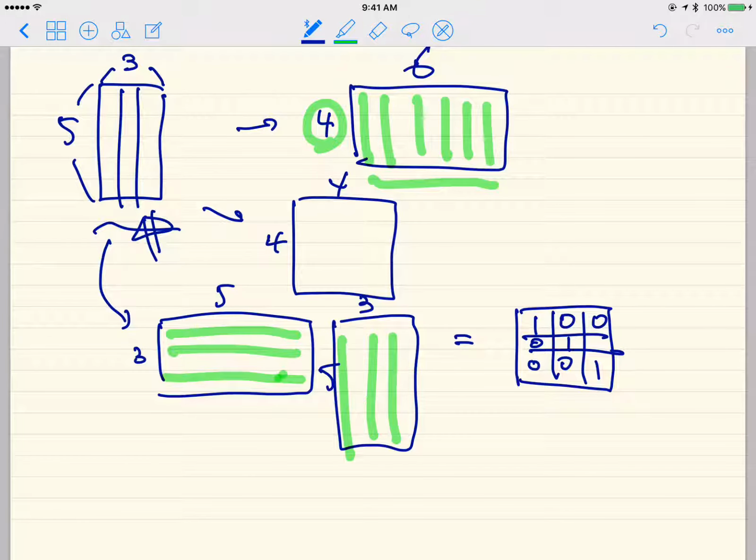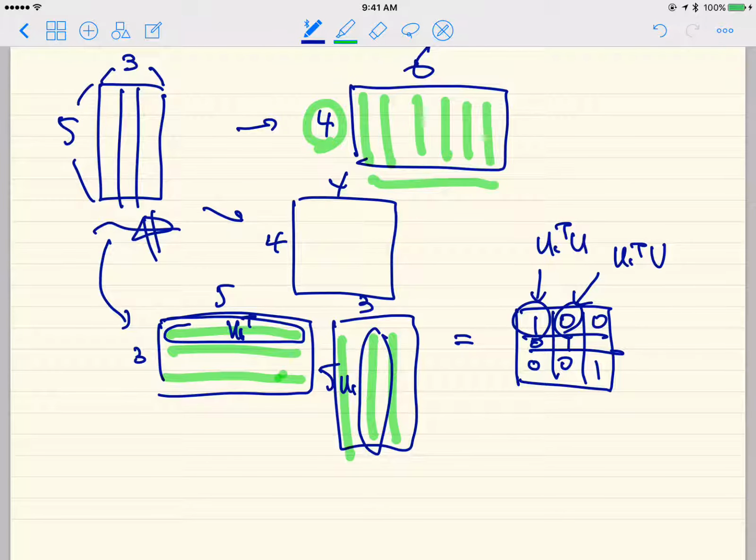This is because, in this case, let's call the vectors U1 and so on. This entry will become U1 transpose U1, but this entry will be the inner product of this vector and this vector, so U1 transpose U2. Because they are orthogonal to each other, the inner product between them should be 0. That's why we see all 1s along the diagonal, but 0s off the diagonal. This is quite an interesting property that we will use in the next few slides.